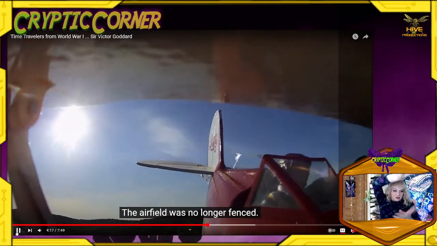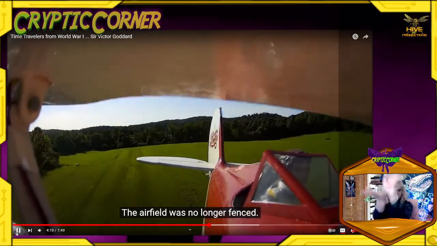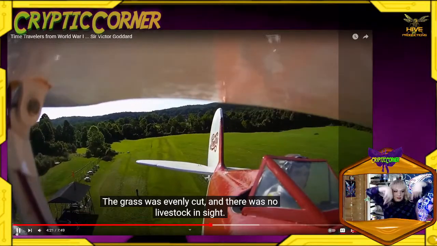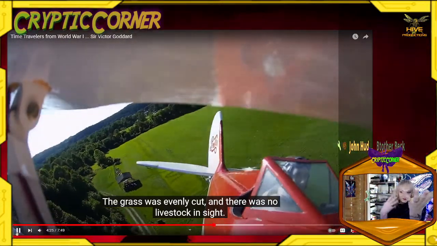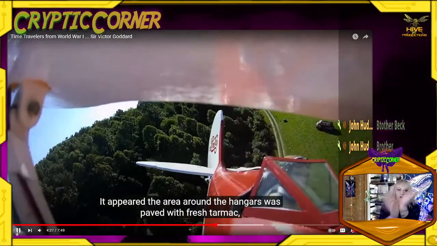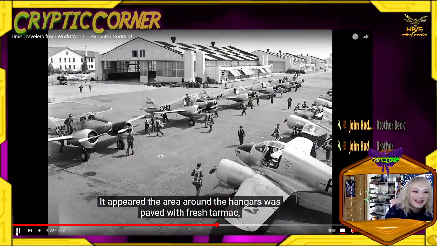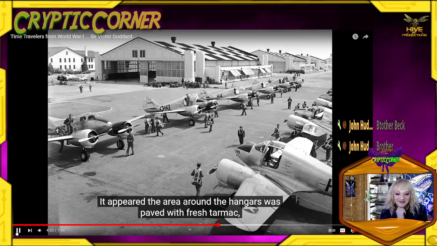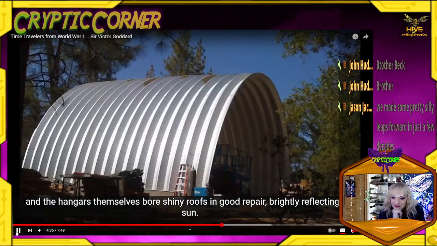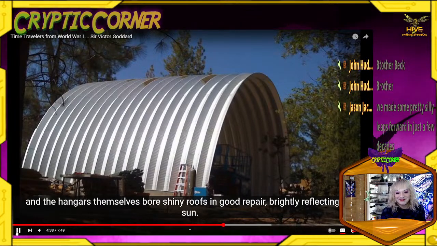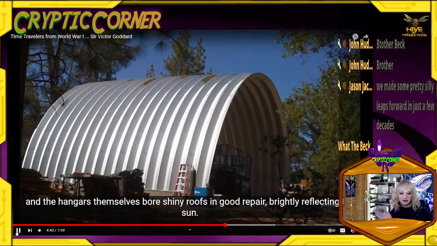The airfield was no longer fenced. The grass was evenly cut, and there was no livestock in sight. It appeared the area around the hangars was paved with fresh tarmac, and the hangars themselves bore shiny roofs in good repair, brightly reflecting the sun.